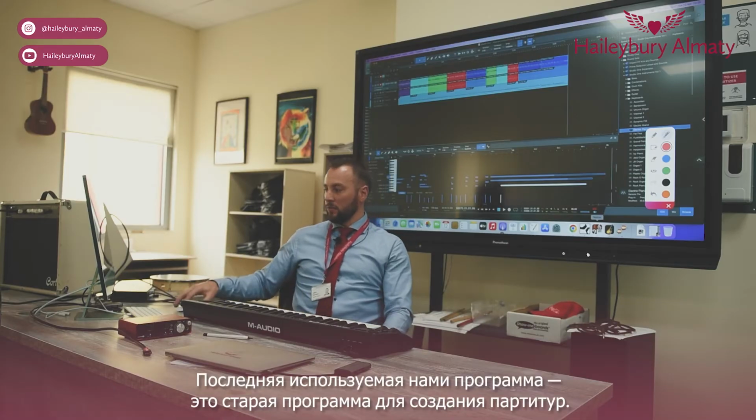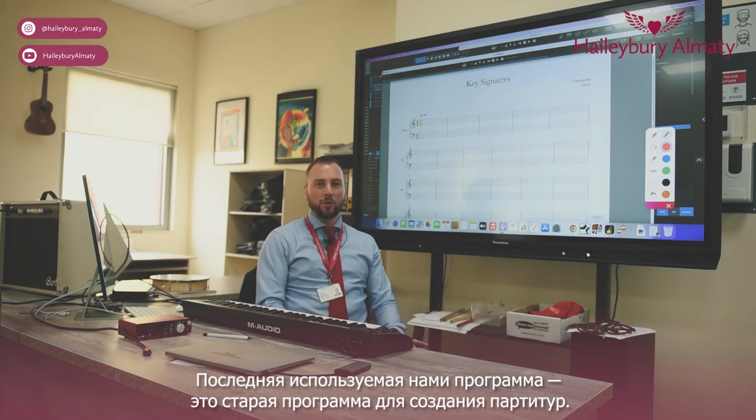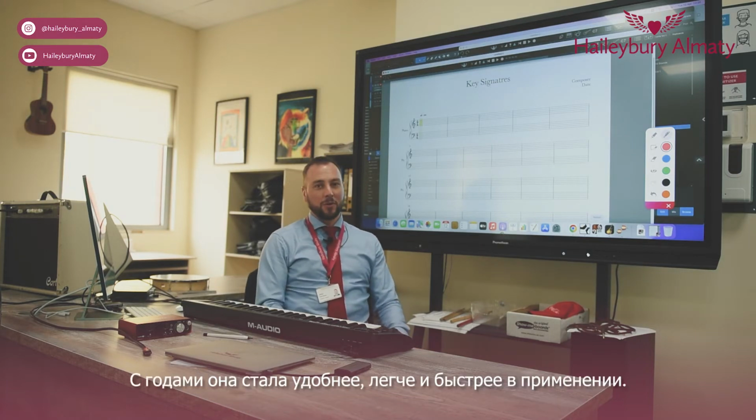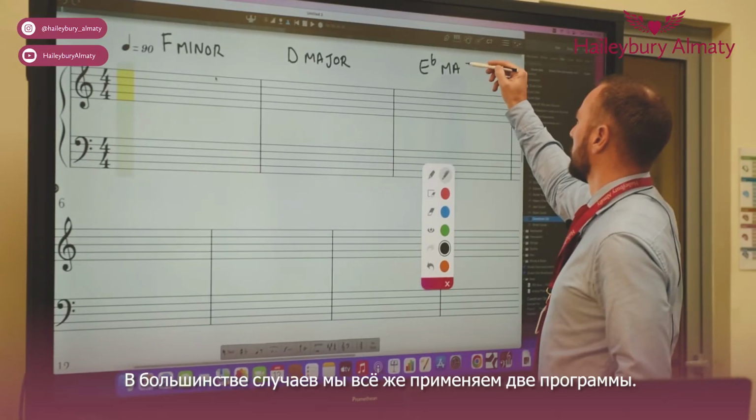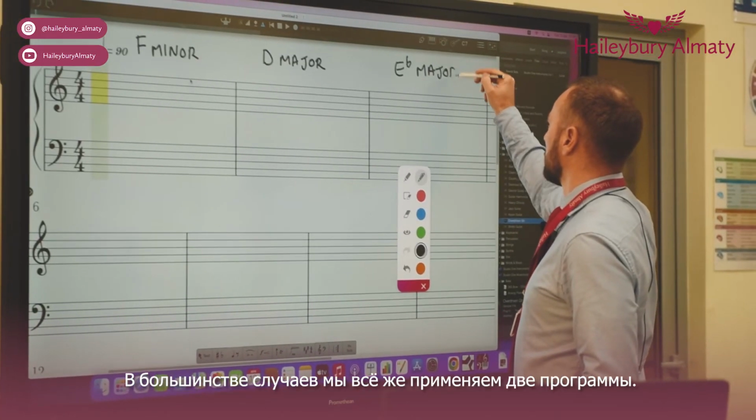And the final piece of software that we use, the good old-fashioned scoring software, which thankfully over the years has become a lot more intuitive and easier and quicker to use. Most of the time with the older years we go between the two pieces of software.